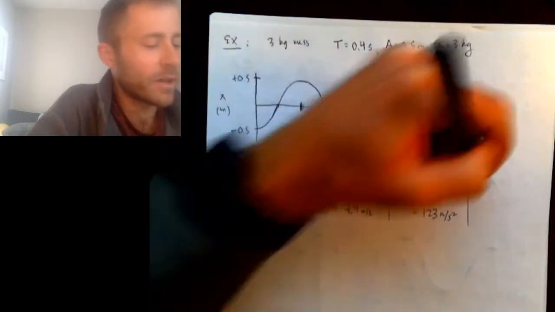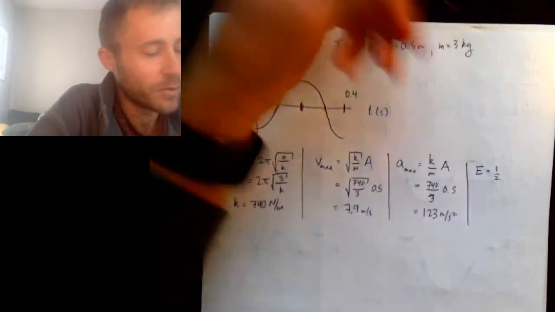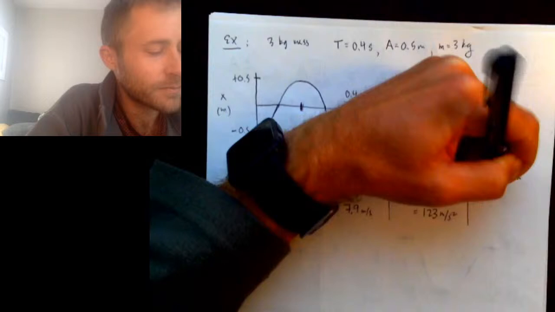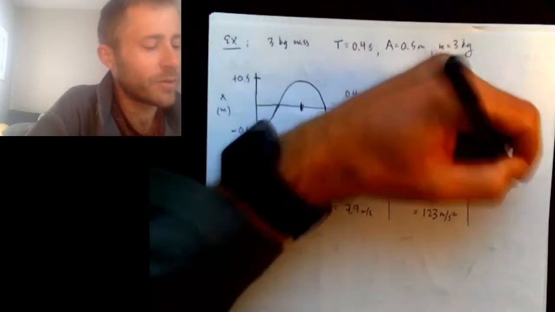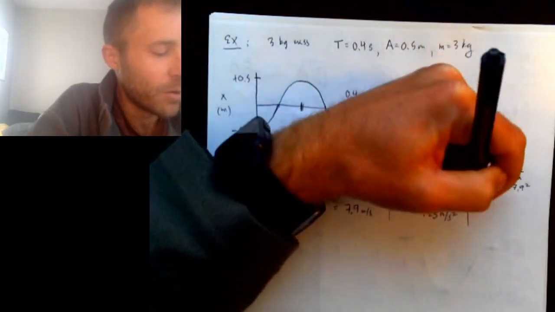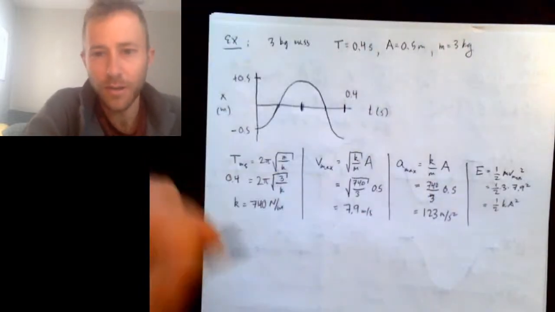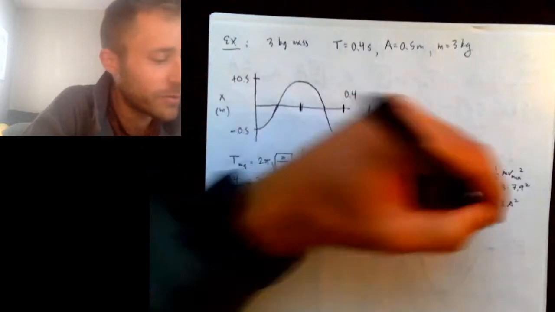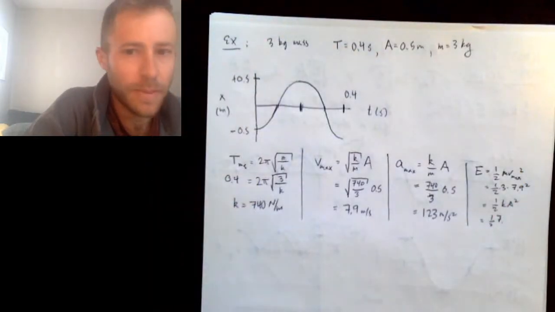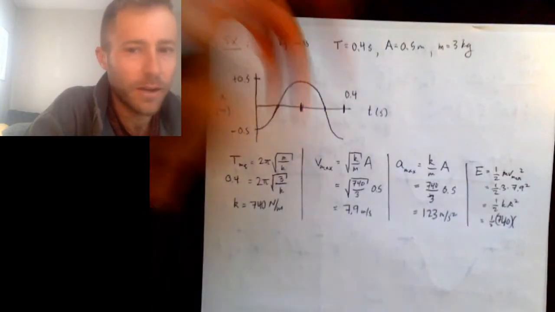And then lastly, we're going to calculate the energy, which is, there are multiple formulas. We could use 1/2 m v max squared. So that would be 1/2 times 3 times 7.9 squared. Or we could use 1/2 k a squared. Those will both give the same answer, and you can check that for yourself. 1/2 times 740 times the amplitude, which is 0.5.